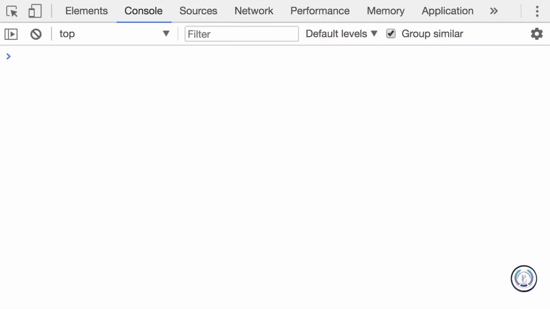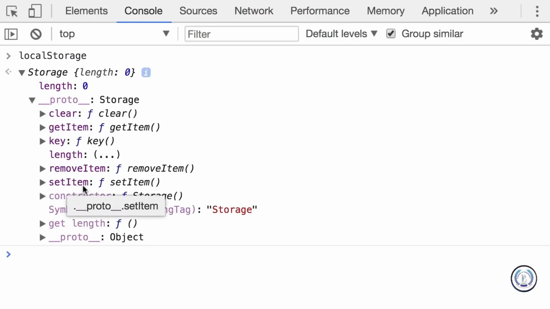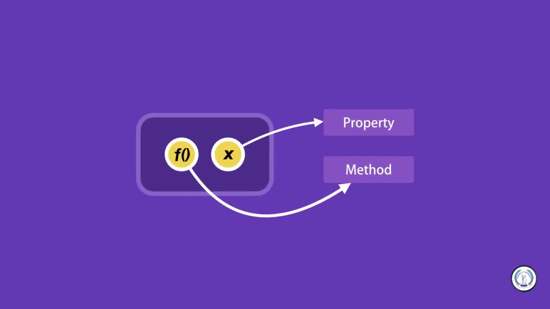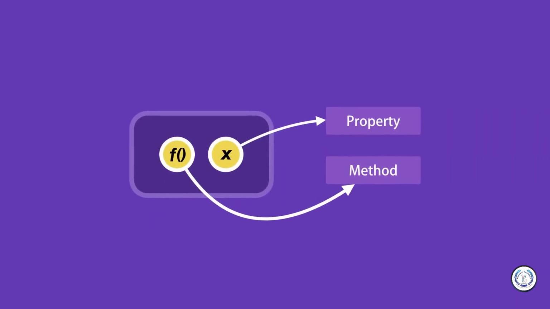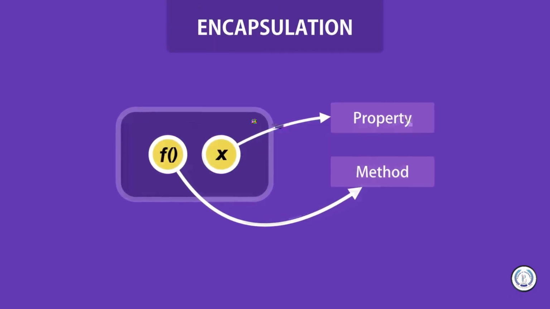Okay, think of the local storage object in your browsers. Every browser has a local storage object that allows you to store data locally. This local storage object has a property like length, which returns the number of objects in the storage, and methods like setItem and removeItem. So in object-oriented programming, we group related variables and functions that operate on them into objects. And this is what we call encapsulation.